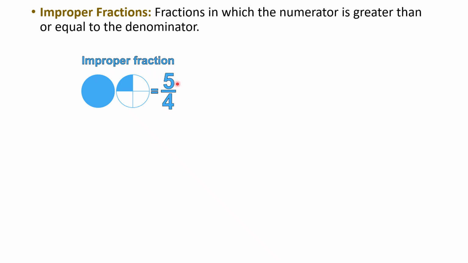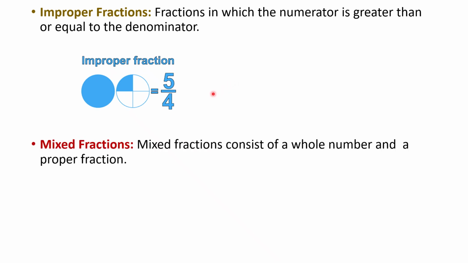And one thing you have to remember over here is that whenever you have an improper fraction, you have to always convert it into another fraction. And what is that other fraction? It's a mixed fraction. Whenever your answer comes in the form of an improper fraction, you have to always convert it into a mixed fraction. You can say mixed fraction or mixed numbers. But what are they? Mixed fractions consist of a whole number, that one whole complete part, and a proper fraction. So it's a combination of one whole and a proper fraction.